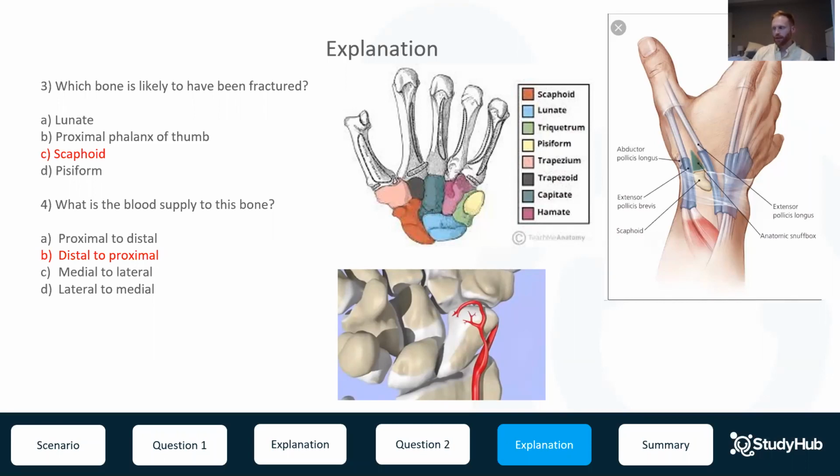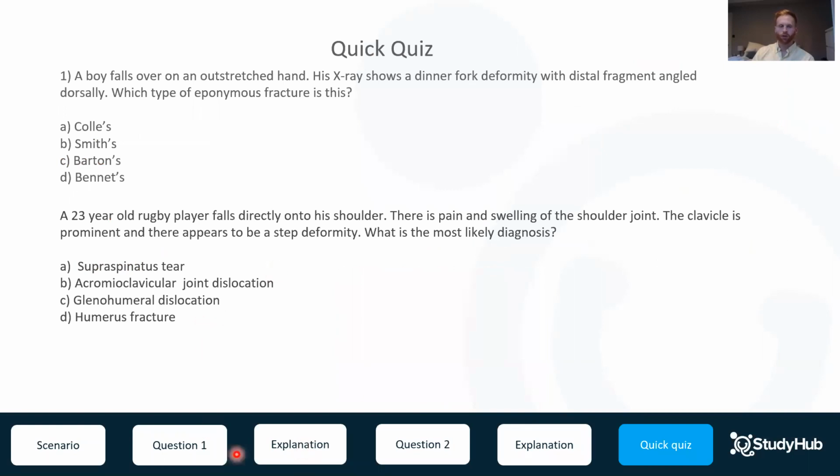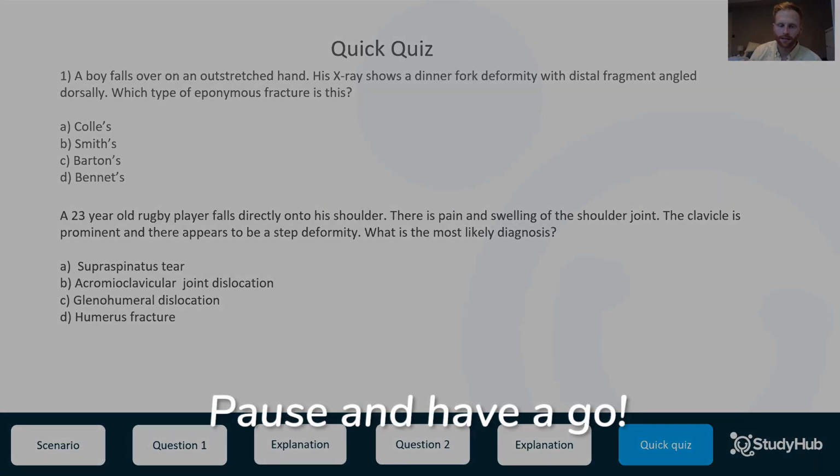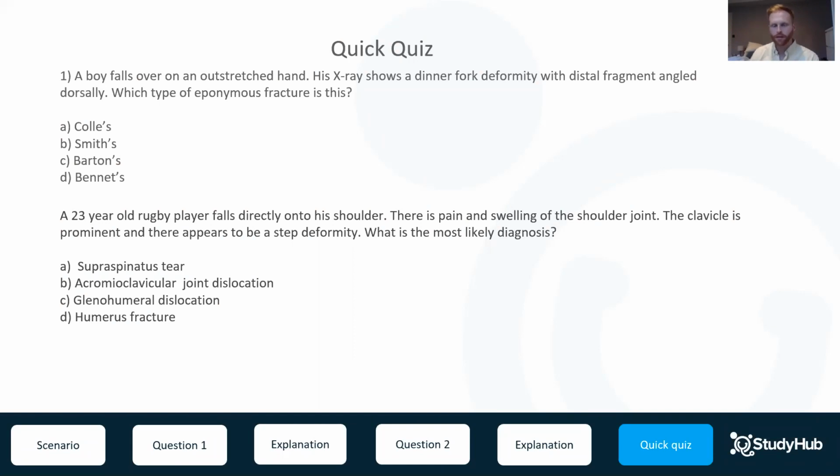Good, I'm glad that most of you have got that right and identified that. Okay, so we have a couple more questions. A boy falls on an outstretched hand. His X-ray shows a Dinner-Fork deformity with a distal fragment angulated dorsally. Which type of eponymous fracture is this? Okay, so good, the majority of you gone for a Colles fracture.